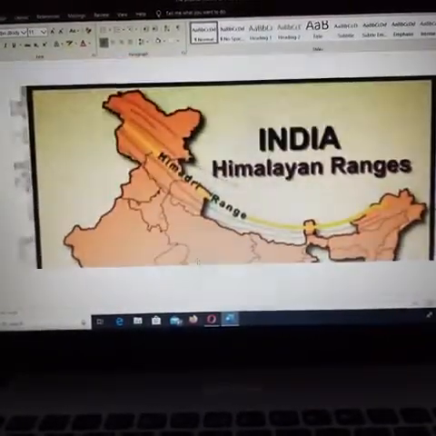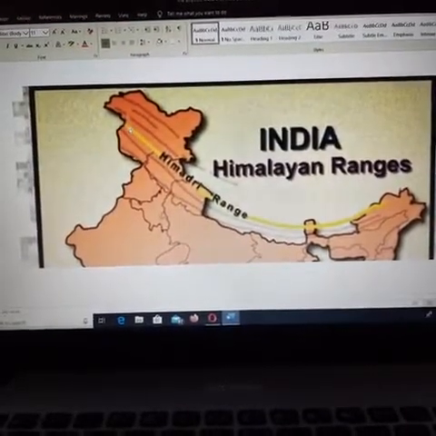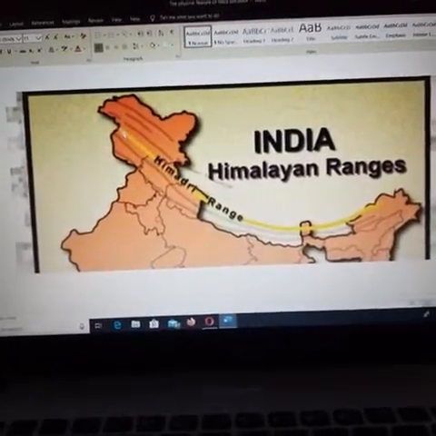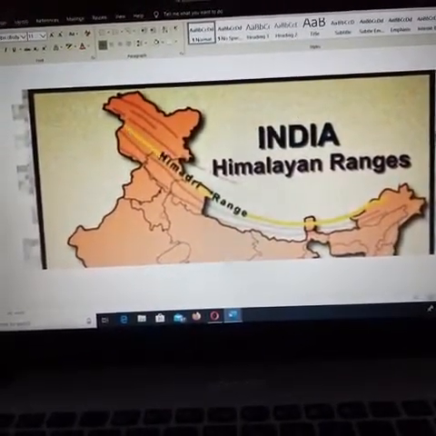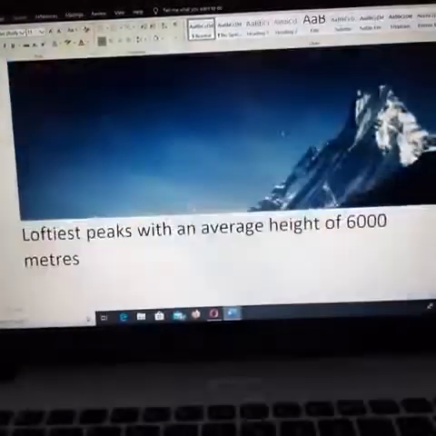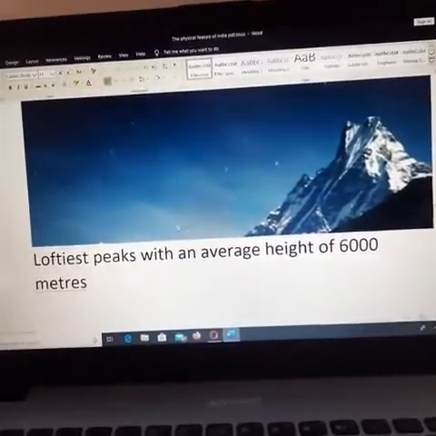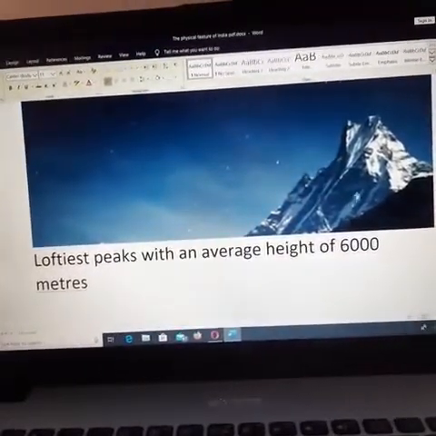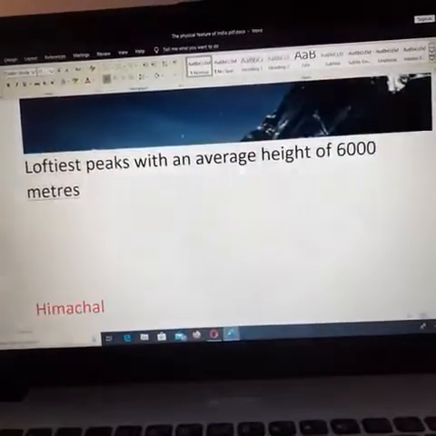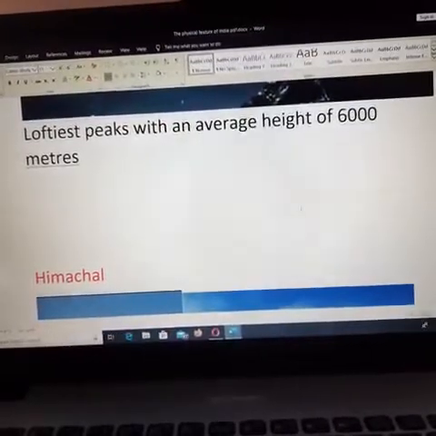So the first Himalaya we are talking about is the Greater Himalaya. The Greater Himalaya is also called the Himadri ranges or the Inner Himalayas. What is the height of these ranges? The Greater Himalayas are almost 6,000 meters, with the loftiest peaks. All the heights will be above 6,000 meters, and you can see the Himalayan peaks in these places.